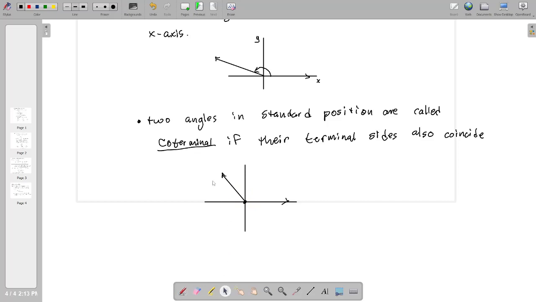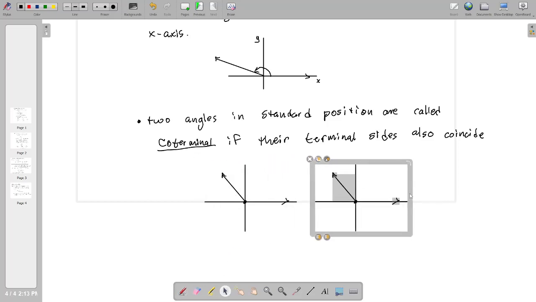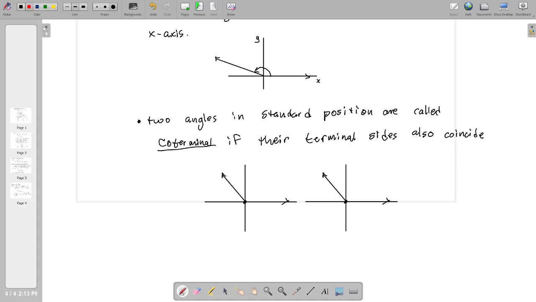So if we have two angles, but instead of just going from here to here, what if instead we went from here to here and then all the way around again to be here, this angle here? These two angles are actually coterminal because their terminal sides coincide, they overlap. But the angles are actually different. They're not the same angle. This one is actually exactly 2 pi radians larger than this angle. And that's how we're going to figure out when two angles are coterminal.